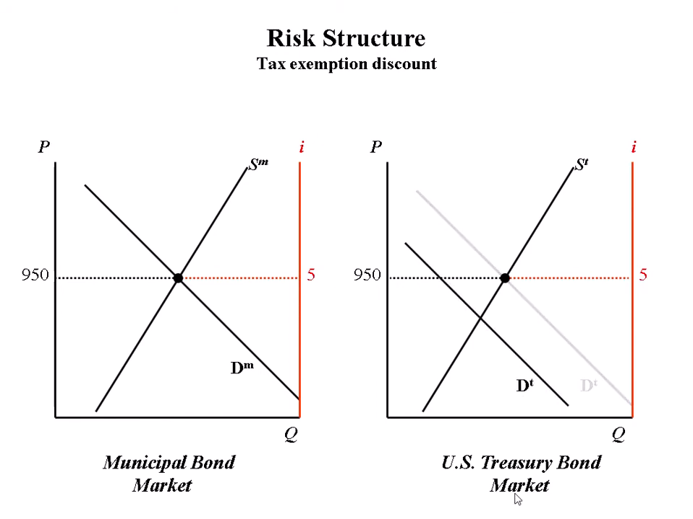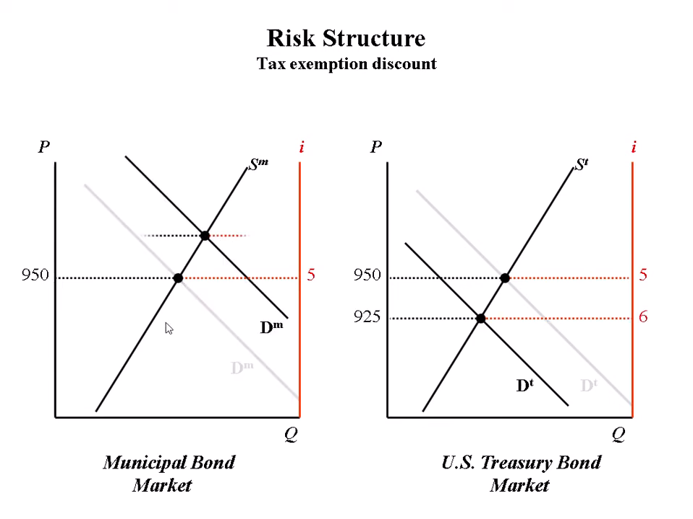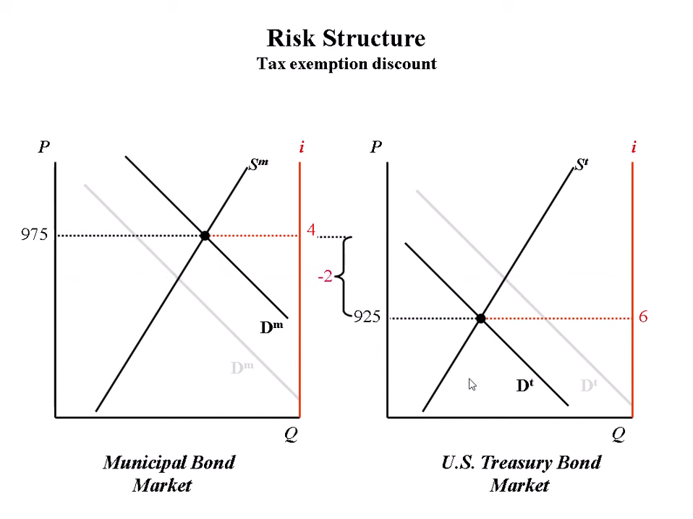But if the government all of a sudden changes its tax policy, where it introduces an income tax, right, and that income tax applies to coupon payments on Treasury bonds, but it does not apply to municipal bond coupon payments, then for tax reasons, people are going to leave the Treasuries market and enter the municipal market. And that creates a differential between municipals and Treasuries. And that difference is called the tax exemption discount.